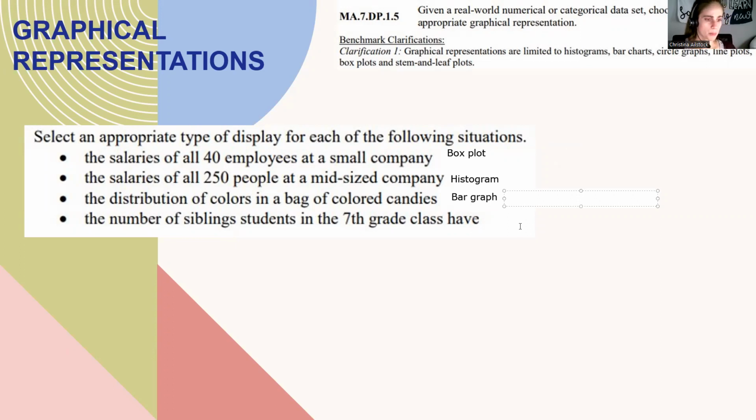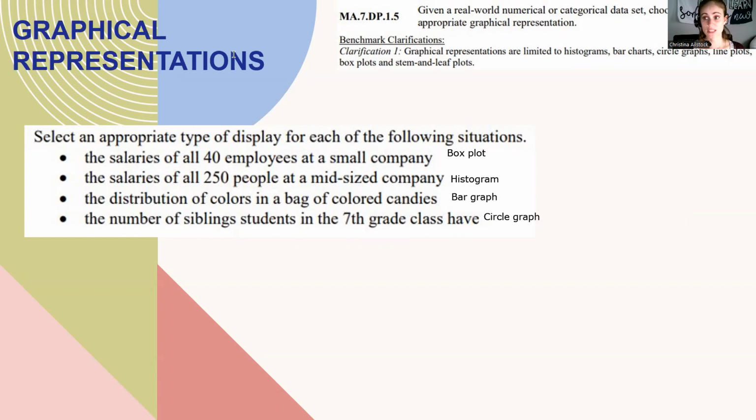And the last one, the number of siblings students in the 7th grade class have. I say this would be, again, my bar graph might not be too bad because most likely you could fit that pretty well across the bottom, or you could deal with percentages and you could put that in a circle graph. Either one would be good. So let's go ahead and say circle graph since we've already used the bar graph, but either one of those could be valid solutions.